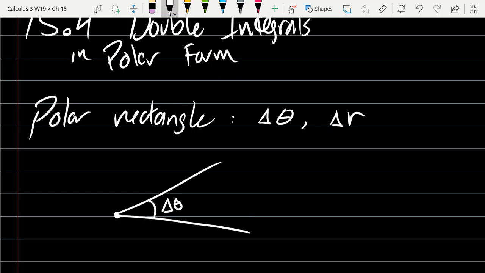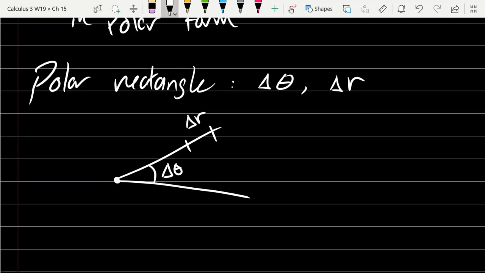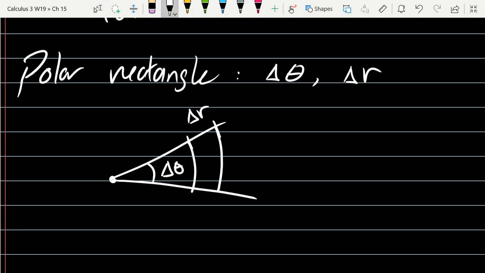So there is a theta measurement right here. Now we measure our radius. There'll be some delta r amount. So the part I'm shading in is going to be a rectangle. I like to think of this as pizza crust, because pizza is delicious and you're looking at pizza crust.